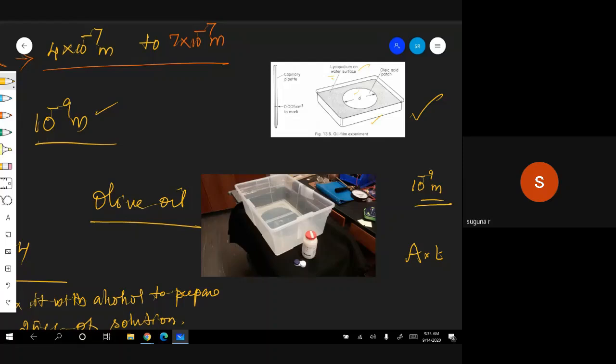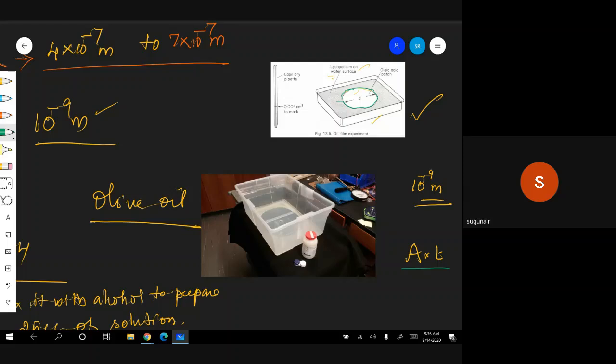The area of the spread is circular. Let me use volume. It was an approximately circular patch, so the area is known. You have to find the area, and the thickness is that of the layer of oleic acid, which is equal to the molecular size. A very, very minute film will be there. Therefore, the volume of the spread will be A into T.